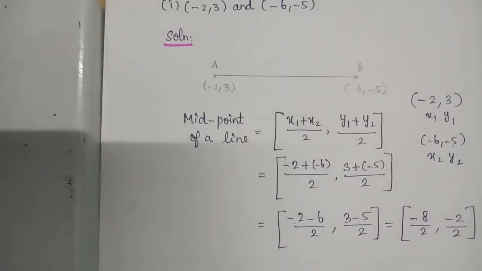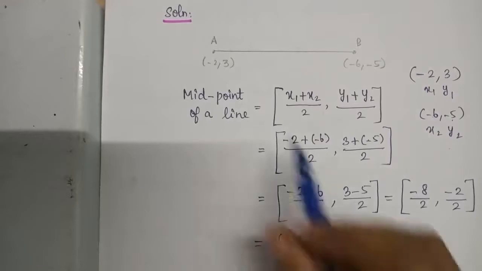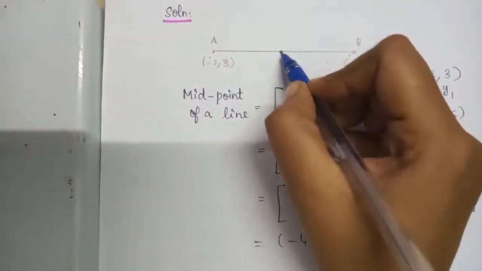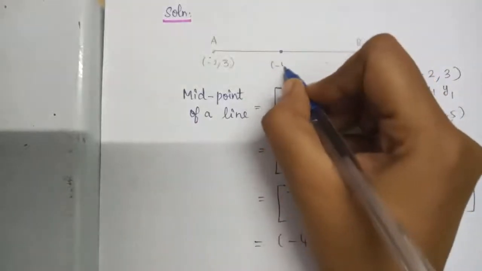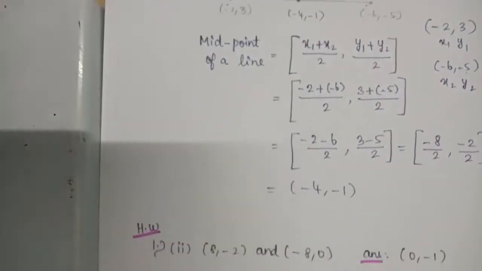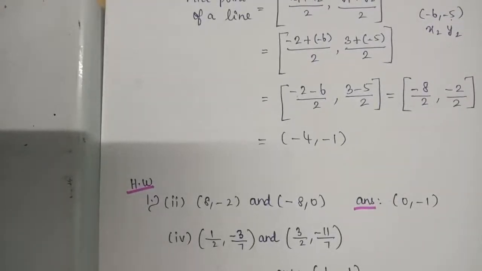So if you cancel out, you get minus 4 comma minus 1. So this is the midpoint of the line. Here A and B is the line and the midpoint of the line is minus 4 comma minus 1. Then for the first problem, the second and fourth subdivisions are your homework problems.